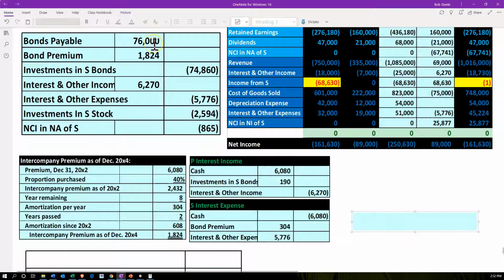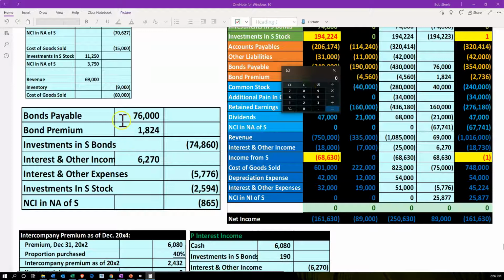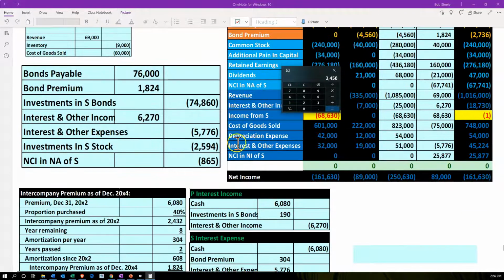Then we're going to take a look at this whole thing, the difference that we need, and allocate it out between the investment in S stock and the non-controlling interest in the net assets. So if we take a look at that, we're going to have the 76,000 plus 1,824 plus the 6,270 minus the 74,860 minus the 5,776. That's going to give us this 3,458, which we're going to have to allocate. That's the credit we need in order to be in balance.